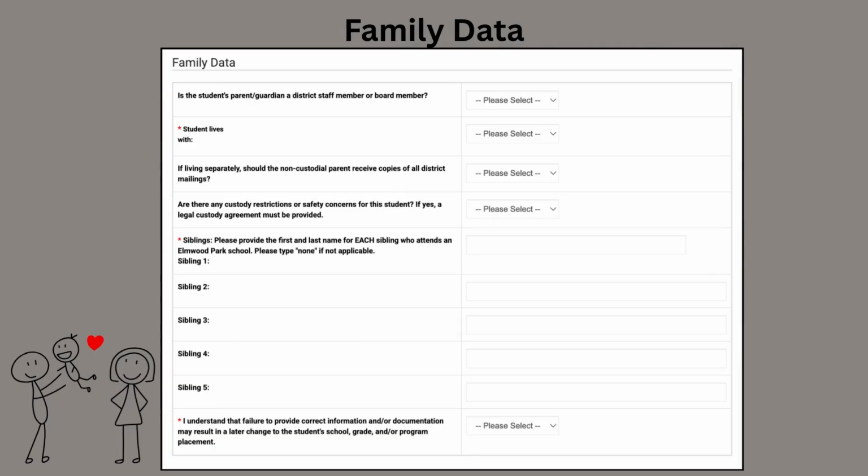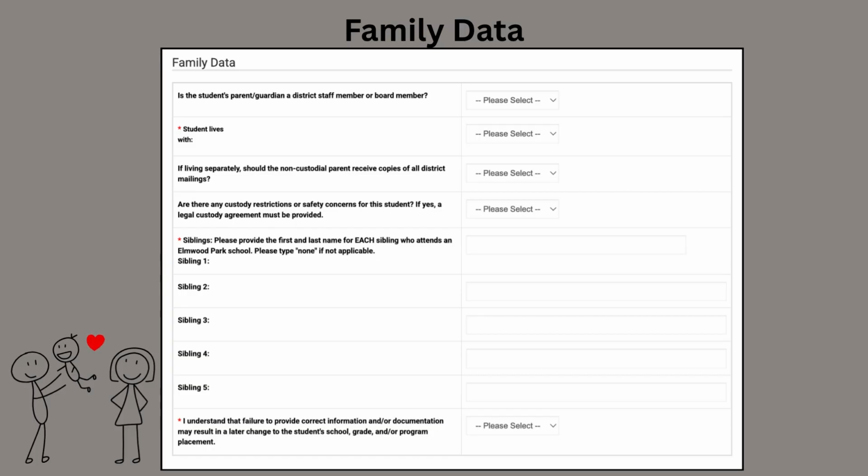The next group of questions has to do with family. Is the student's parent or guardian a district staff member or a board member? Please answer yes or no. Who does the student live with? If living separately, should the non-custodial parent receive copies of all district mailings? Are there any custody restrictions or safety concerns for this student? If yes, a legal custody agreement must be provided.